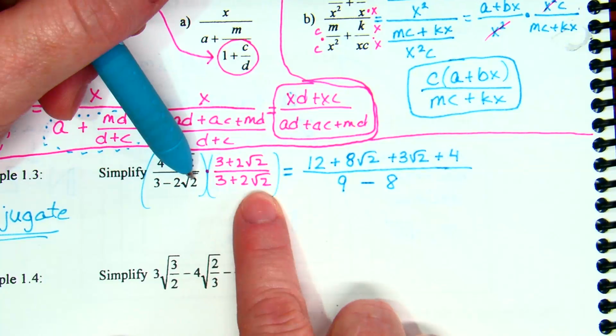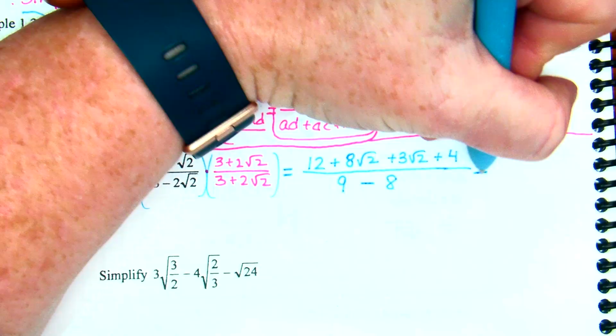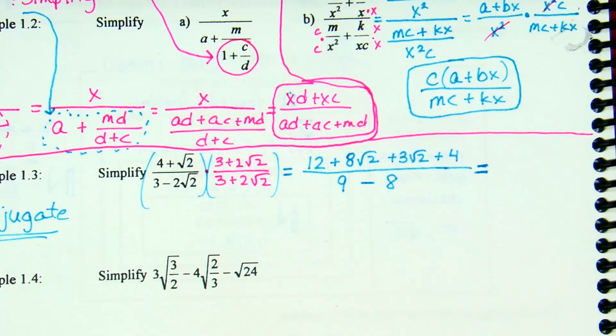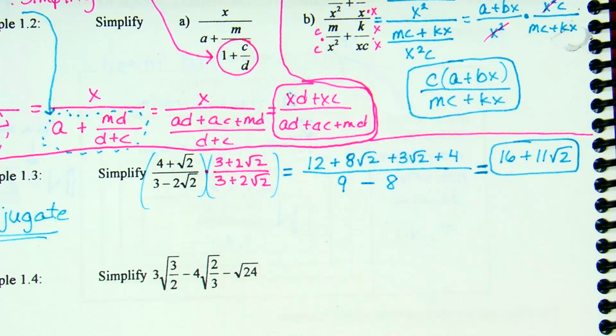Well, 9 minus 8 is 1, so my denominator is 1, which means I don't even have to write it. Numerator cleans up to be... Yep, I just wrote it as 16 plus 11 square root of 2. Whole number is 12 plus 4 is 16. And then it's like adding x's. If they have the same variable, you can add them. If they have the same radical, you can add them. So 8 square root of 2 plus 3 square root of 2 is 11 square root of 2. Was that a little bit better for you? You're really hating me over the previous one.